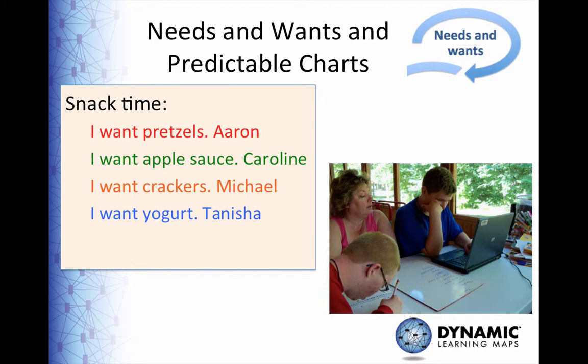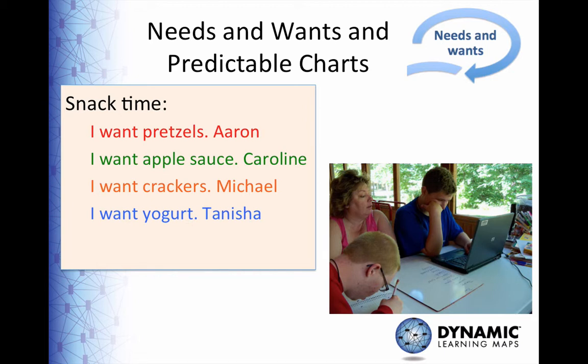Let's write that on our chart. Pretzels. Let's read Aaron's sentence together. I want pretzels. She points and reads aloud, deliberately making sure the students are attending. The teacher uses a different color for each child to provide one more set of clues to remember what the words say. The process continues as each child makes a choice.